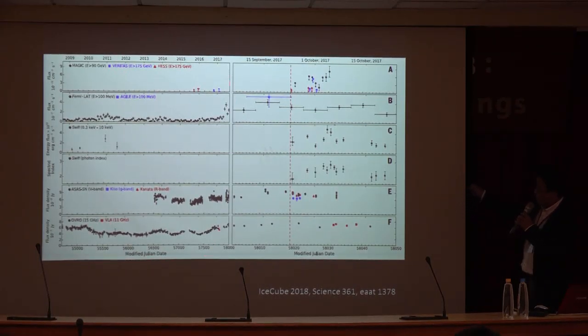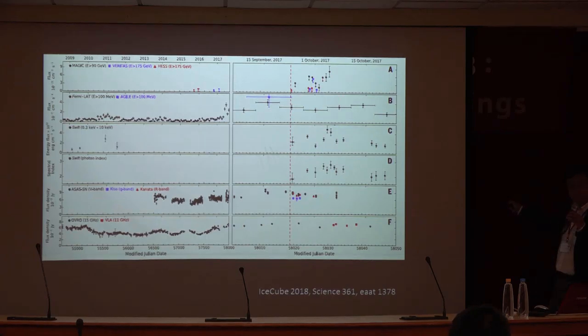So at the beginning, this source was observed from time to time by some facilities. So for TeV photons, nothing really interesting here. But then after this event, all these facilities actually paid attention to this direction, to this blazar, and found that it was indeed flaring. The TeV flux actually increases. Here there are some upper limits, so the increase of TeV photons comes somewhat later.